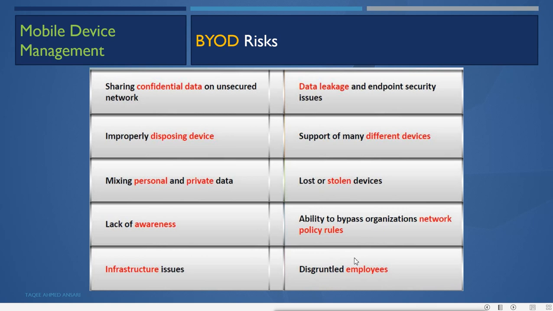What can they do? Because they are not happy with the organization, they can leak the information, or they can sell the information to another organization or some rivals.